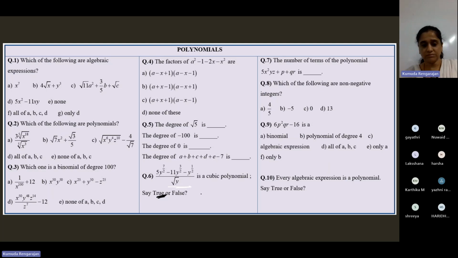Okay, the seventh one. The number of terms of the polynomial is 3. Number of terms 3. Which of the following are non-negative integers? I'll give you time to write. We'll just finish this. Which of the following are non-negative integers?